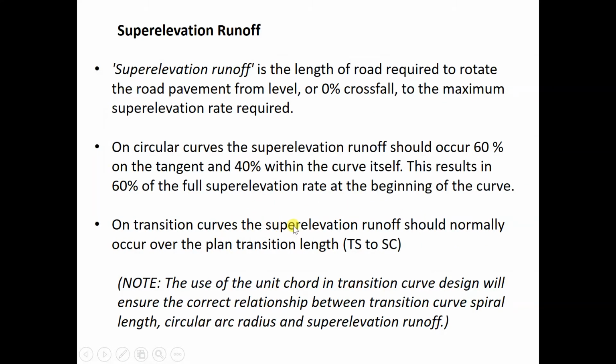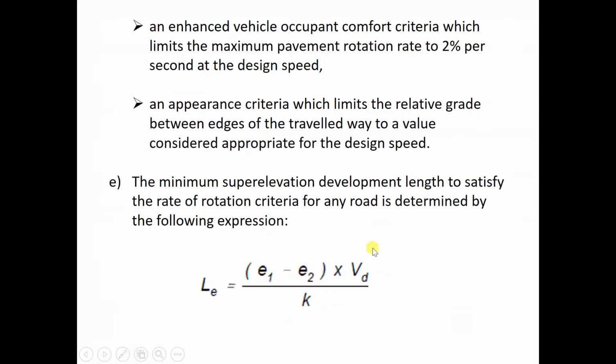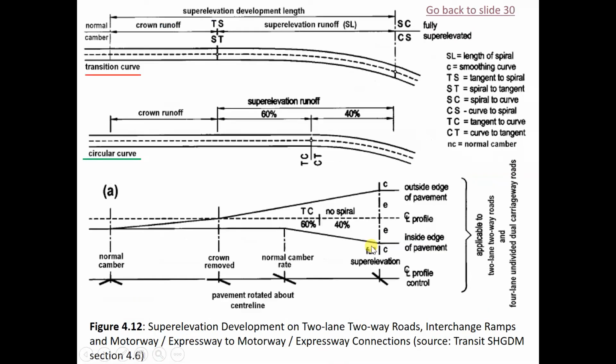On a transition curve, the super elevation runoff should normally occur over the planned transition length, so TS to SC. Just now I showed you the transition curve. So the super elevation runoff for a transition curve is between TS and SC.